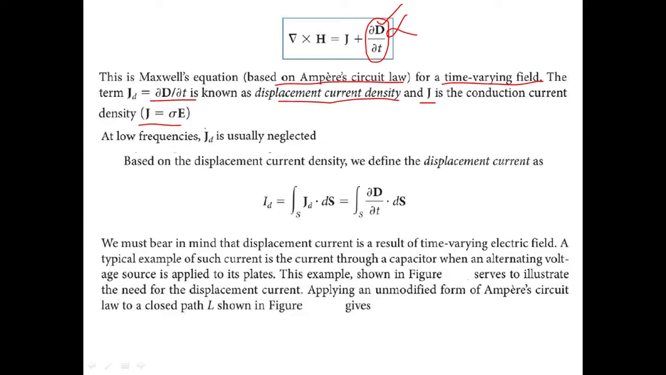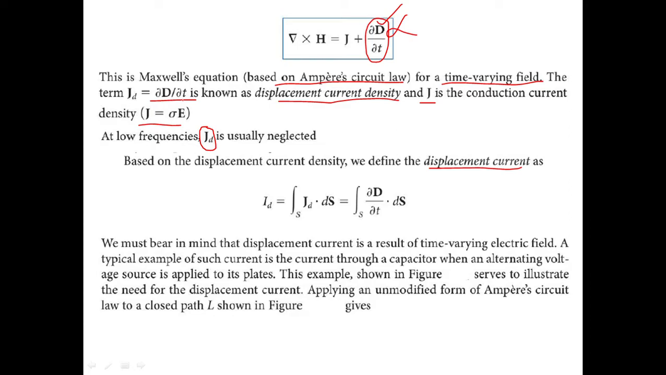This JD will be absent in low frequencies. So curl of H vector will be equal to only J. But for frequencies other than low, this JD will be present. Based on the displacement current density, we define displacement current. Displacement current density we know is JD equal to dou D by dou T. From this we have to derive what is displacement current.